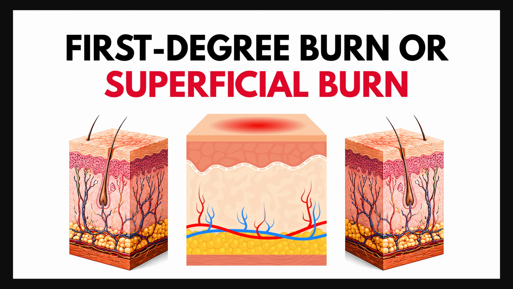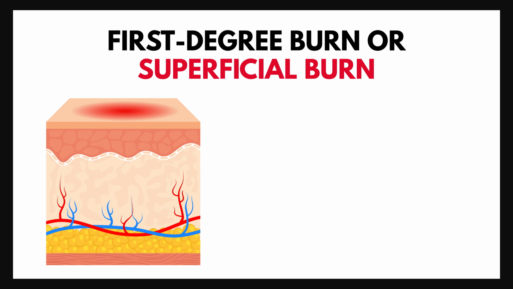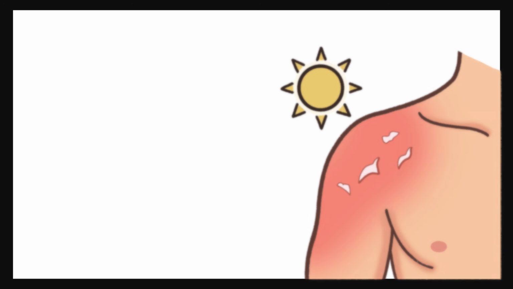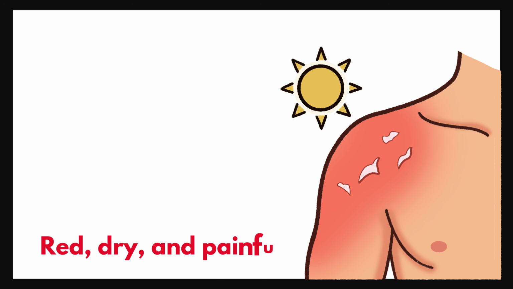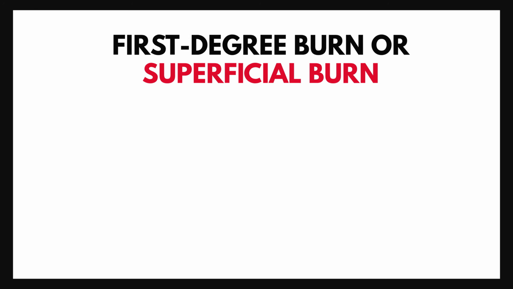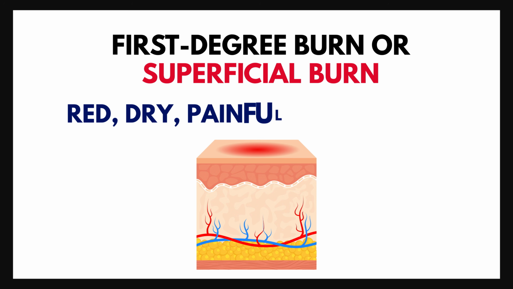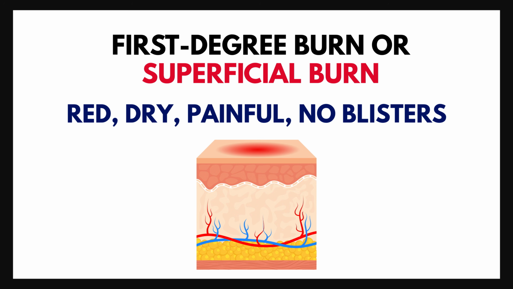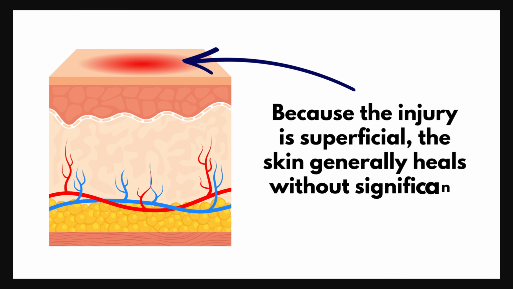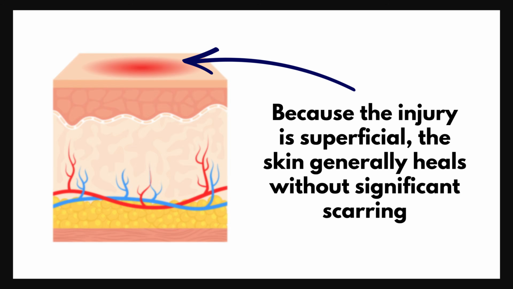First degree burn or superficial burn. A first degree or superficial burn affects only the epidermis, the outermost layer of the skin. Think of the classic sunburn. The skin becomes red, dry, and painful, but there are usually no blisters. A simple way to remember it is red, dry, painful, no blisters. Because the injury is superficial, the skin generally heals without significant scarring.